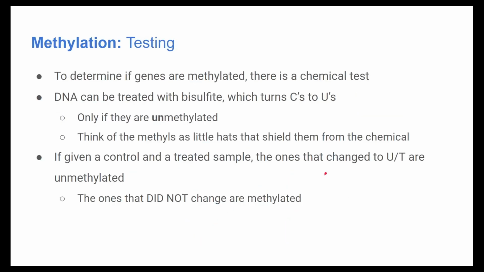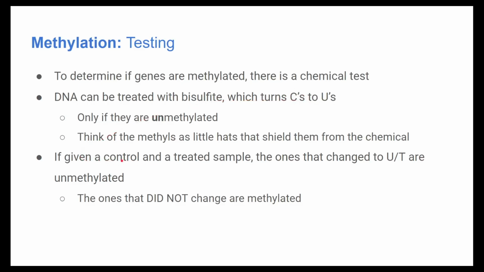You can determine if genes are methylated with a chemical test called bisulfite treatment. Bisulfite normally turns C's into U's. U's get changed into T's when you do PCR, so you can think of it as C's get changed to T's. But this only happens when they are unmethylated. So an exposed C, a non-methylated C, will get changed to a T. But a methylated C has a little hat on it that blocks the bisulfite. So the C will stay a C.